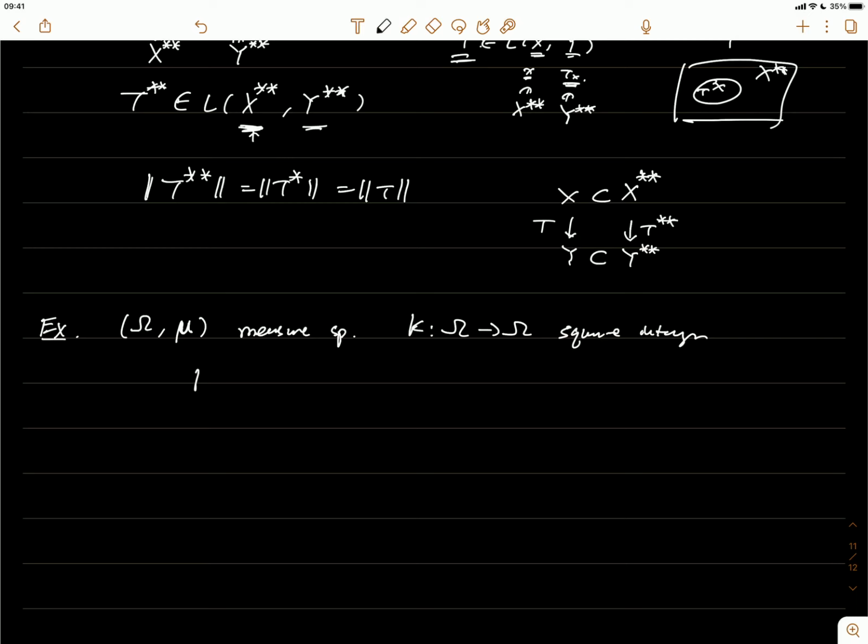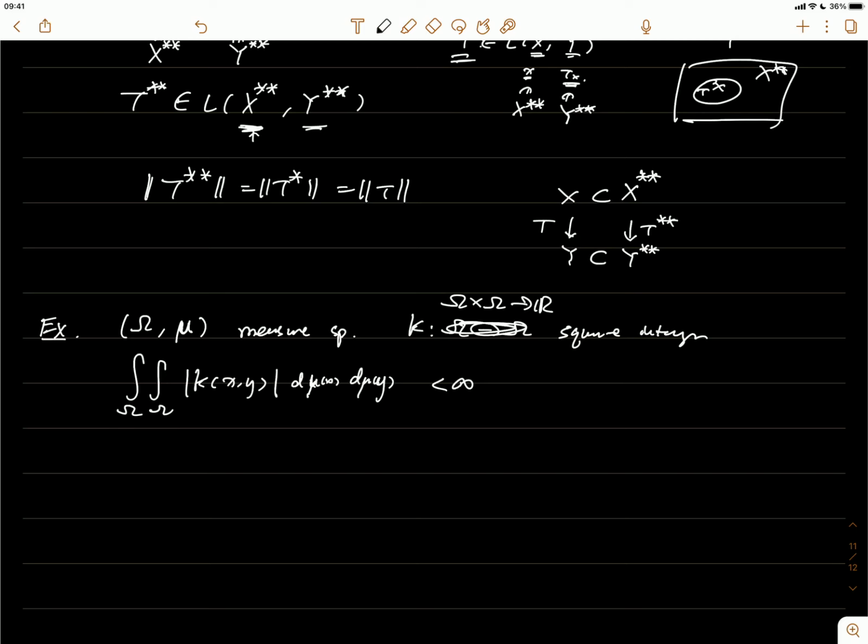By that, what it means is that K is, I should say, on Omega times Omega. So K of x, y being square integrable means that the integral of K(x,y) squared d mu x, d mu y over Omega times Omega is finite. So that's what I mean.